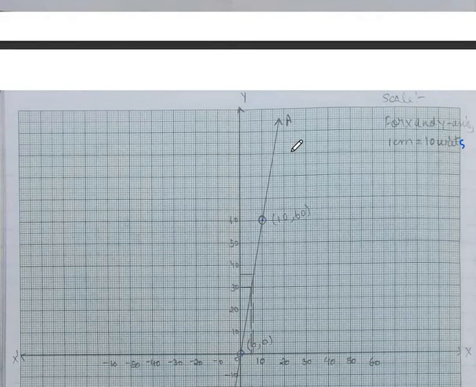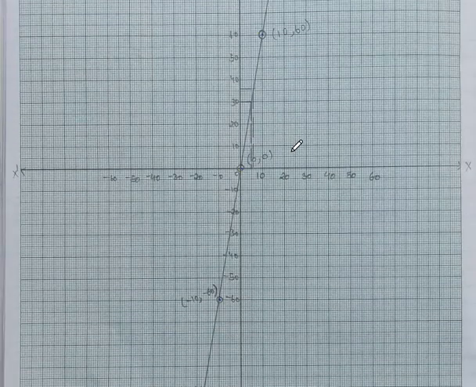So, exercise 4.3, question number 8 and 9 completed.